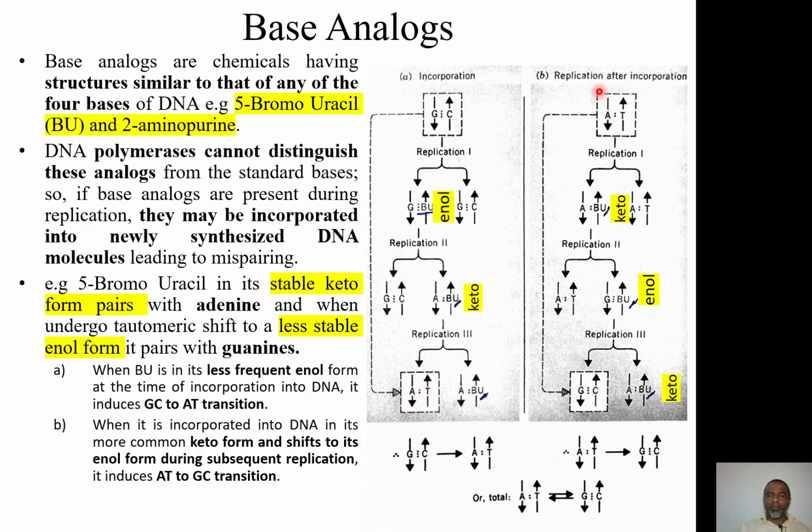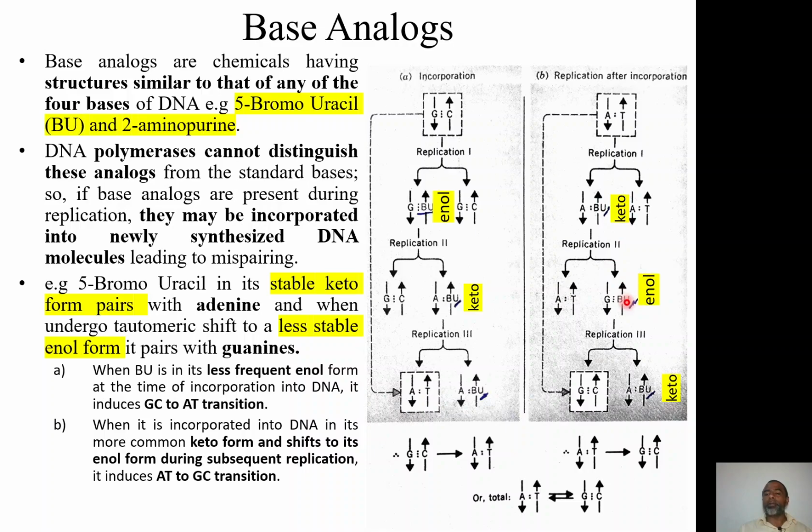In the other case, if 5-bromouracil is inserted in its stable keto form, it pairs with adenine. So if it is available in the cell at the time of replication, it will come opposite to the adenine. What will happen over there? This adenine will incorporate thymine in the next round of replication, but this bromouracil will undergo a tautomeric shift to the enol form.